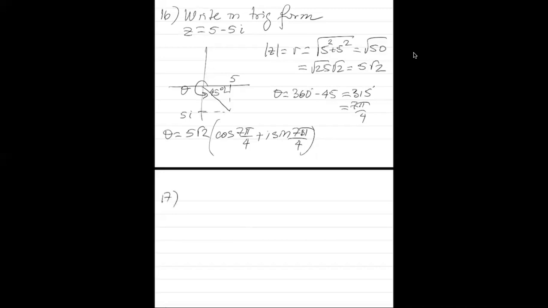So next problem, we'll say perform the operations. Let's perform the operations. So we have the first one, number 17, 7 times cosine pi over 3 plus i sine pi over 3. That's one complex number multiplied by another, 4 cosine pi over 4 plus i sine pi over 4. That's the other.